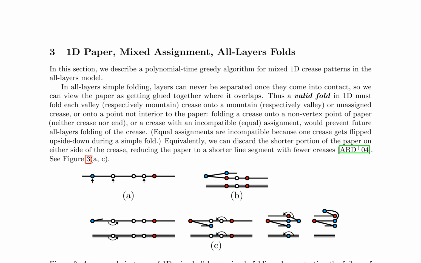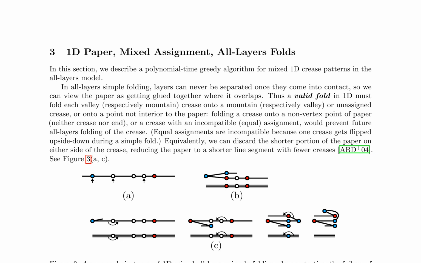Here is a combined summary of pages 9 and 10. In the A-layers model of 1D paper folding, a polynomial time greedy algorithm is presented to solve the mixed crease pattern problem. A valid fold in 1D must fold each valley, respectively mountain, crease onto a mountain, respectively valley, or unassigned crease, or onto a point not interior to the paper.